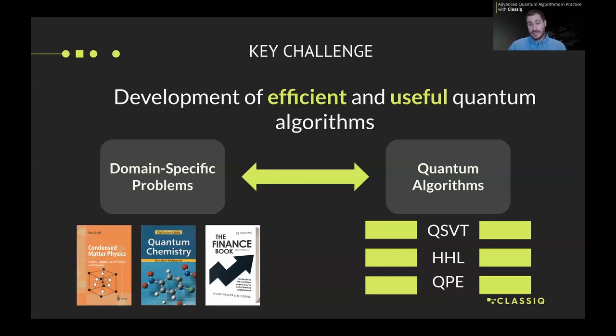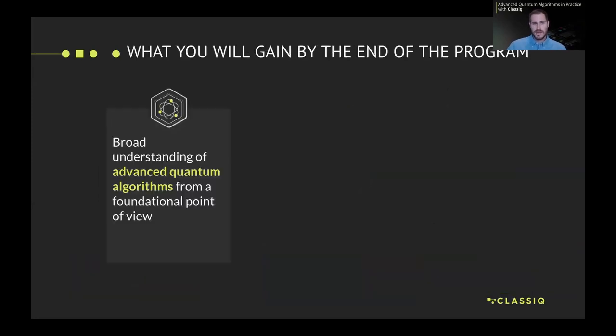So again, on the one side, we need more quantum algorithms. These are sometimes purely theoretical algorithms that demonstrate some theoretical advantage. Shor's algorithm in 1994 was just a paper. And on the other side, we have the domain-specific problems that we want to solve. So we want to understand the ground state energy of some molecules. And then we want to connect the two with quantum algorithms that actually solve these problems. So in this program, we're going to address this key challenge.